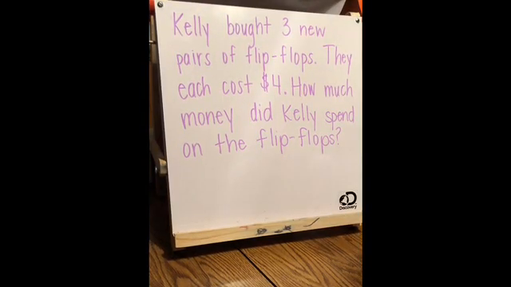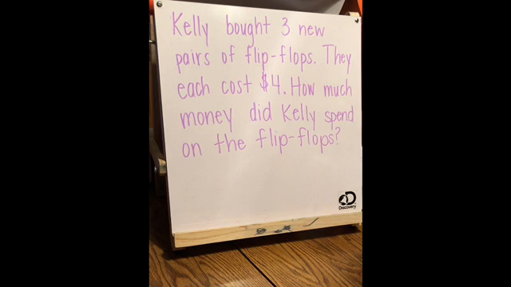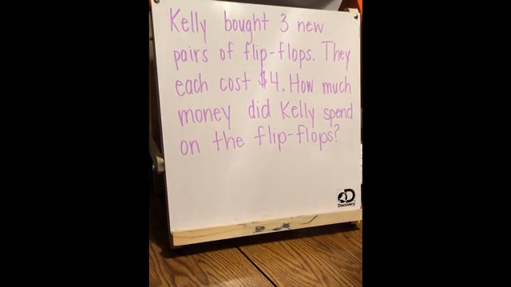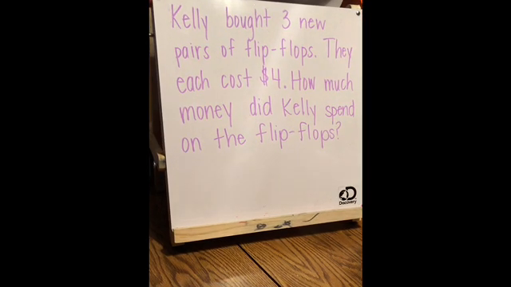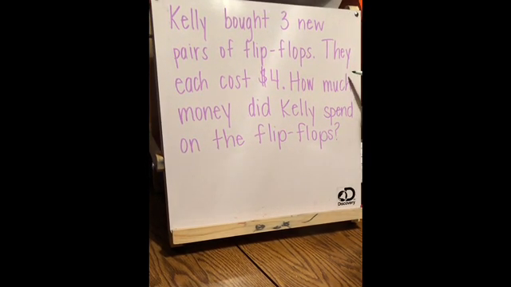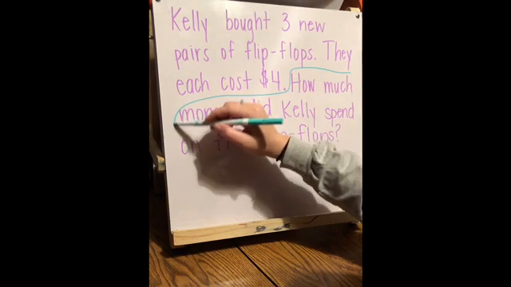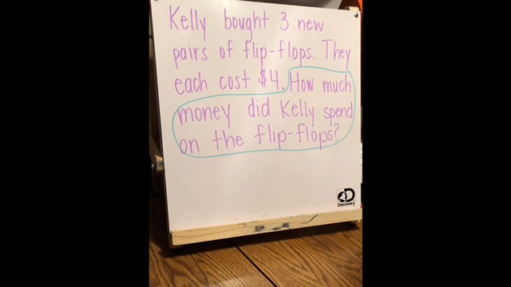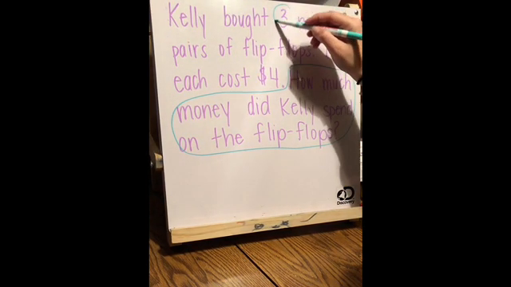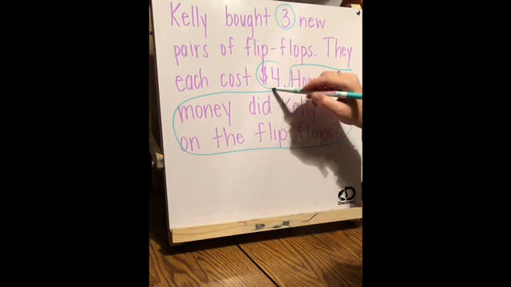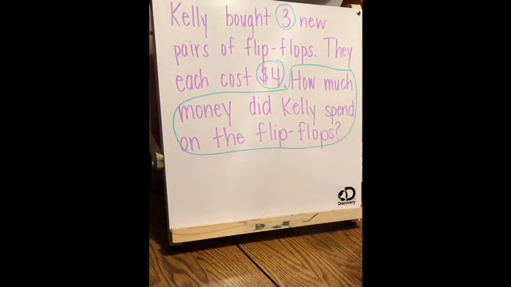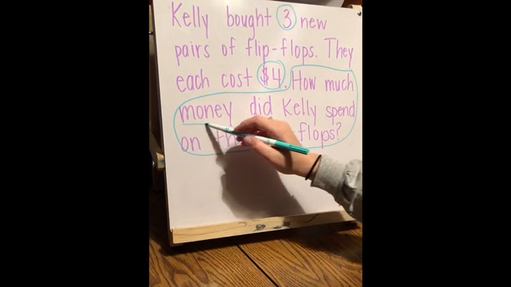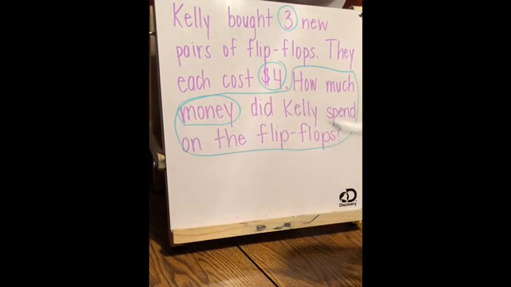It says Kelly bought 3 new pairs of flip-flops. They each cost $4. How much money did Kelly spend on the flip-flops? So let's use our strategy cubs. We are going to circle our question. How much money did Kelly spend on the flip-flops? We are going to circle our essential numbers. And we are going to circle our label, and we can see how much money. So we are going to have the label money.